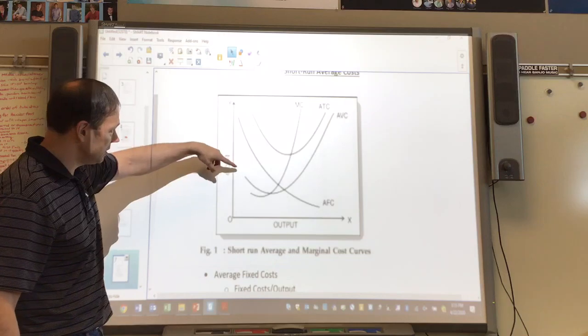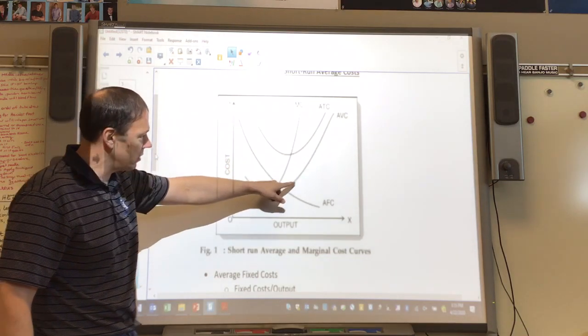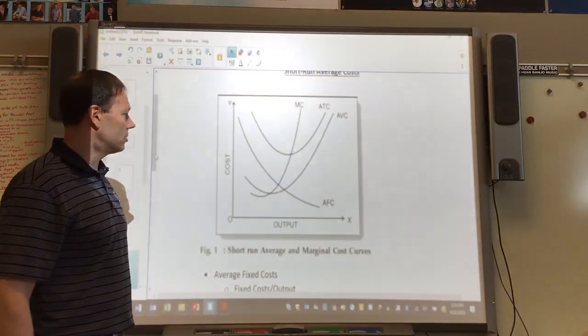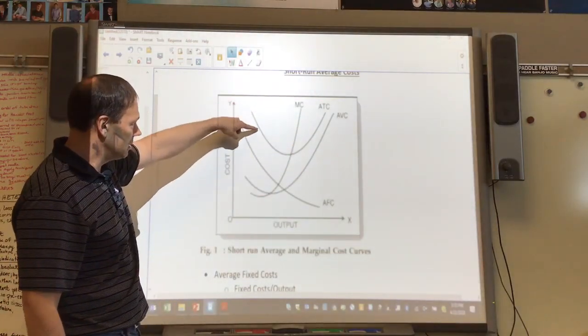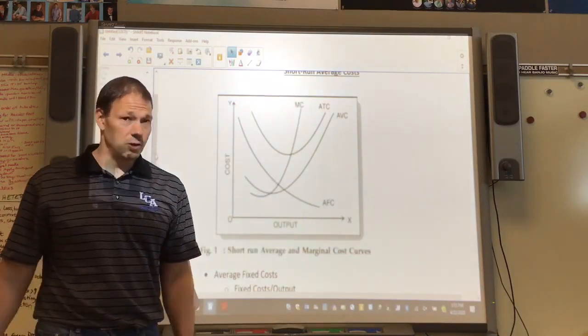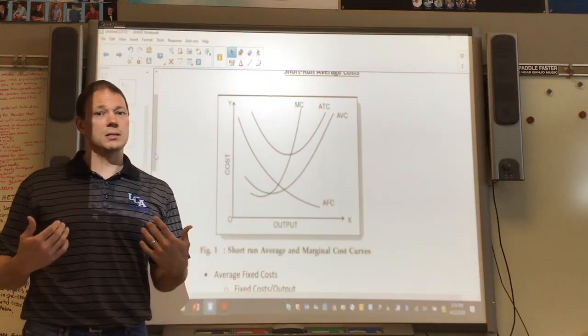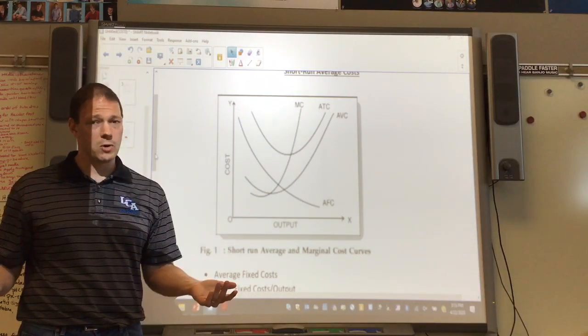Okay, notice AVC is going down. It hits that MC, and as soon as MC rises above it, it starts going up. ATC does the same thing, goes down, hits that MC, starts coming up. Again, the analogy I always give in class is likening it to your grade. You guys know how grades work, you've done them your whole life.